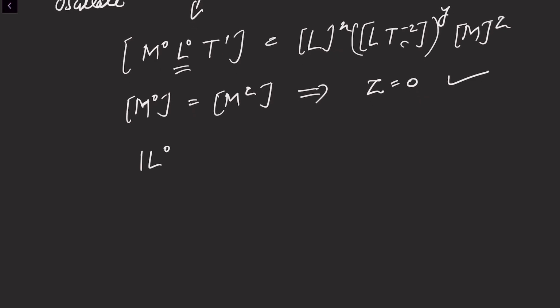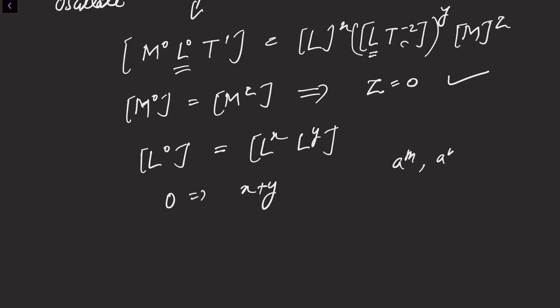So the power of L is 0 on the left hand side, and here L to the power x, and what is this? L to the power y. Okay, so 0 equals x plus y. What is the identity? a to the power m times a to the power n, if you multiply it, it will become a to the power m plus n. Okay, so this is equation 1.